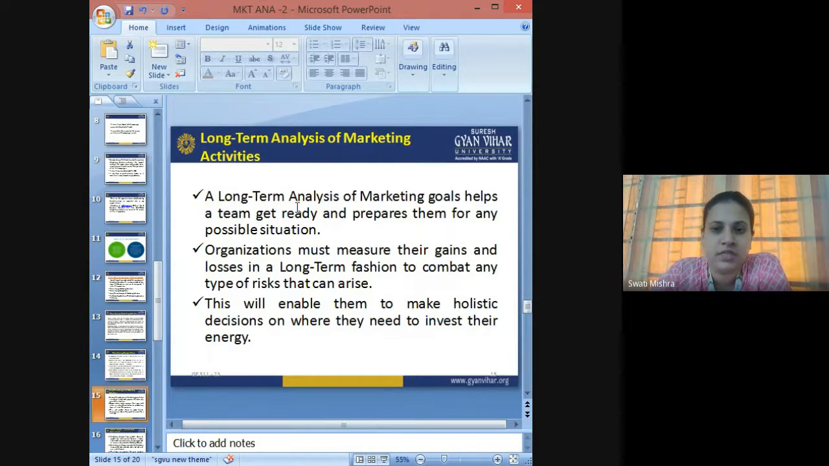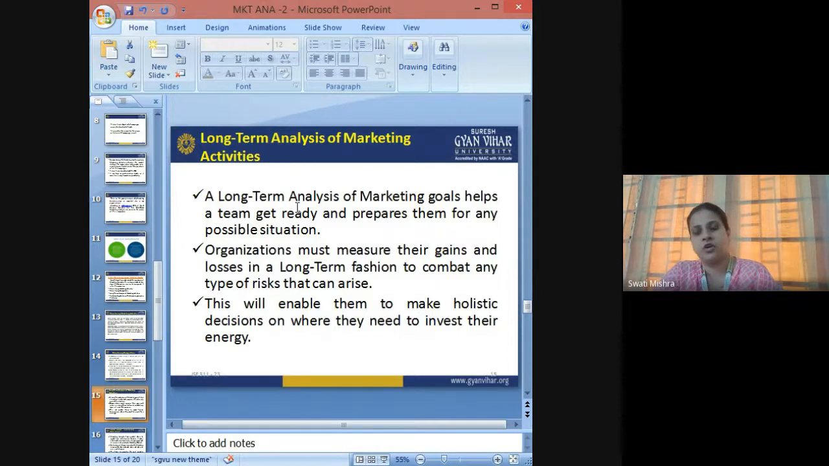of course, the third key step, which is to have a long-term analysis of marketing activities. A long-term analysis of marketing goals actually helps a team get ready, and it prepares them for any possible situation. Organizations must measure their gains and losses in a long-term fashion so as to combat any type of risks that can arise. And this is what will enable them to make a holistic decision on where they need to invest their energy.